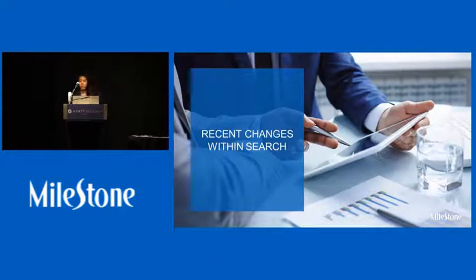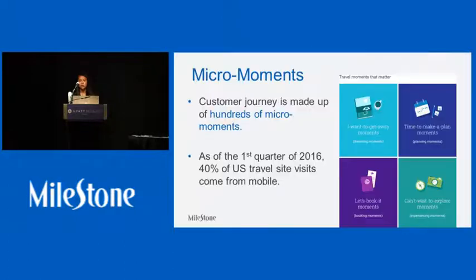So to begin with, recent changes in search. The whole concept of micro moments. A micro moment is that sudden realization someone has when they're on the go. They want to go somewhere, they want to do something, they want to purchase something. They're usually inspired by maybe a video that they've watched on YouTube or a commercial they might have seen on TV.